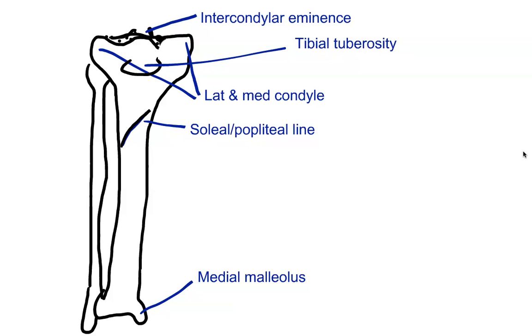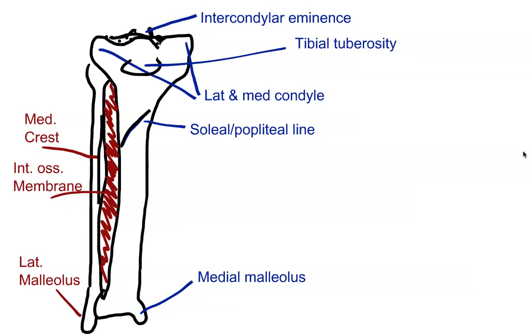The fibula, which is the smaller of the two bones, so not weight-bearing, has the lateral malleolus, which is the ankle on the other side. It also has a medial crest, which is a line running down its medial surface, which marks the attachment for the interosseous membrane of the leg.